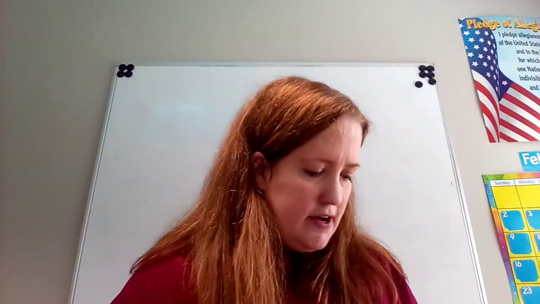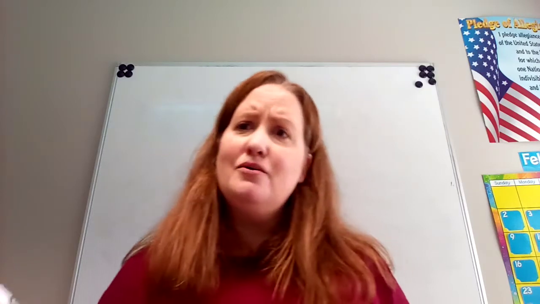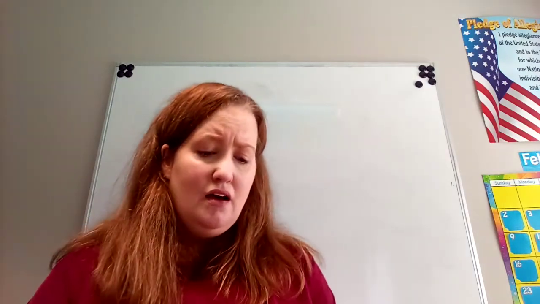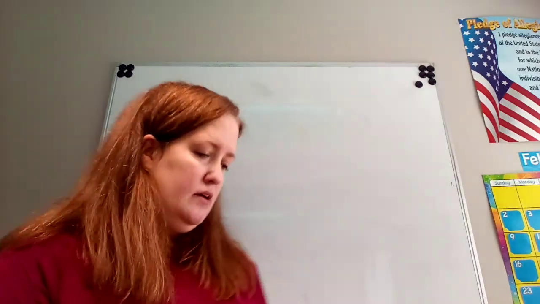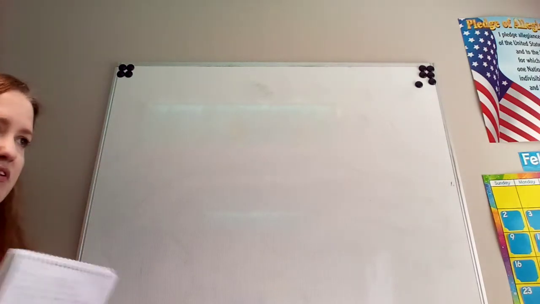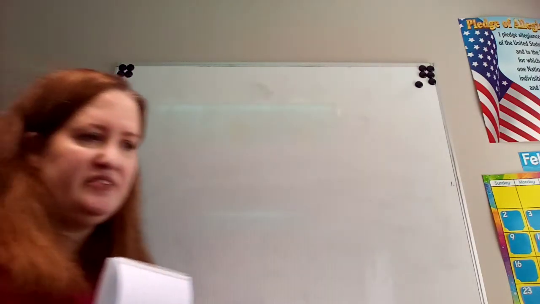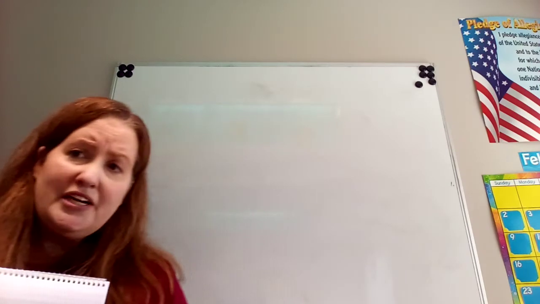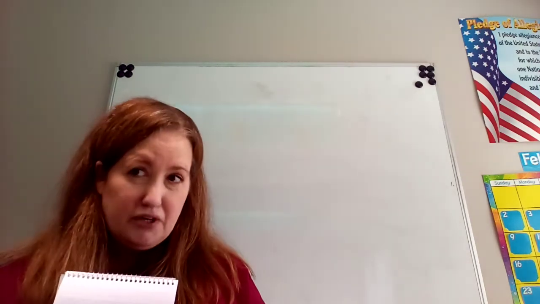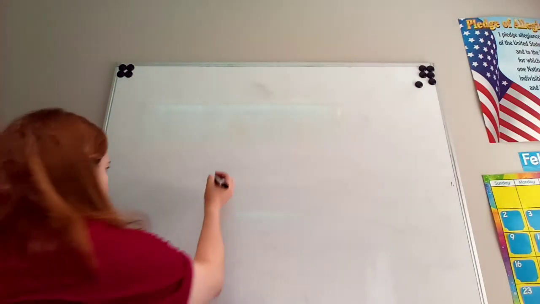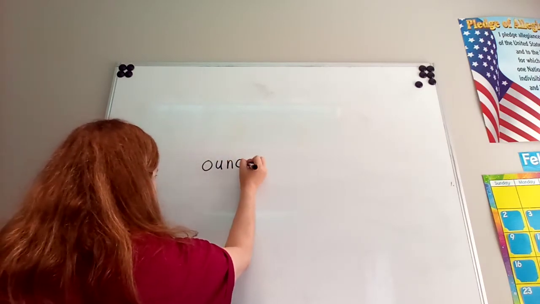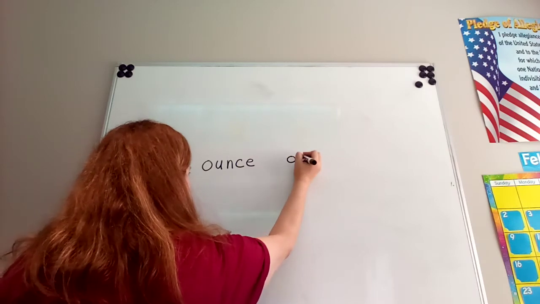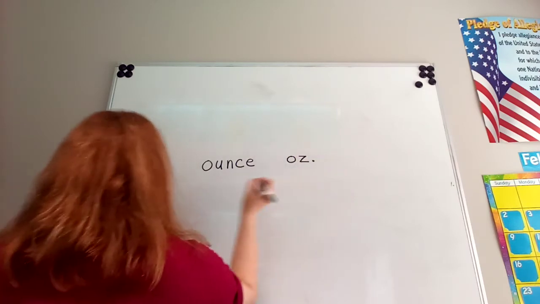All right, we're going to talk briefly about how you can abbreviate things. I'm going to put a couple of words on the board, and I'm going to show you how we can abbreviate them. And we use punctuation. We do a period after the abbreviation. So if we were going to abbreviate the word ounce, we would just put O-Z, period.